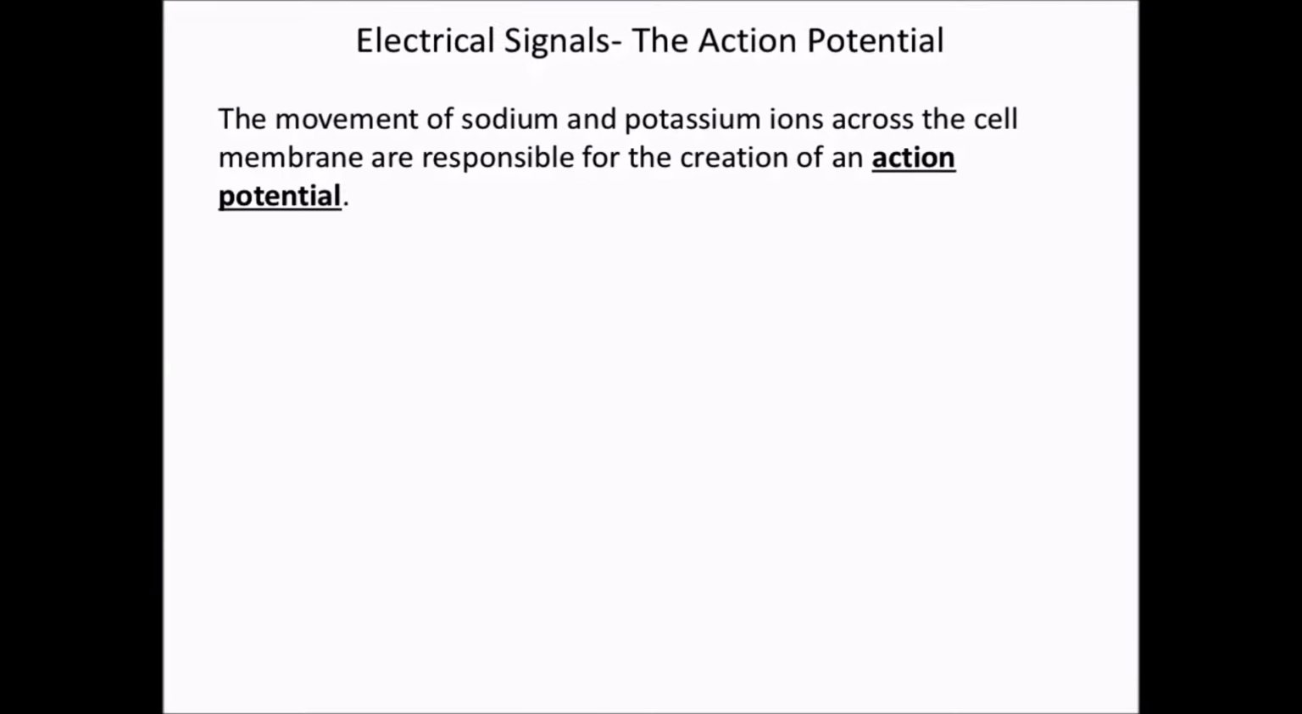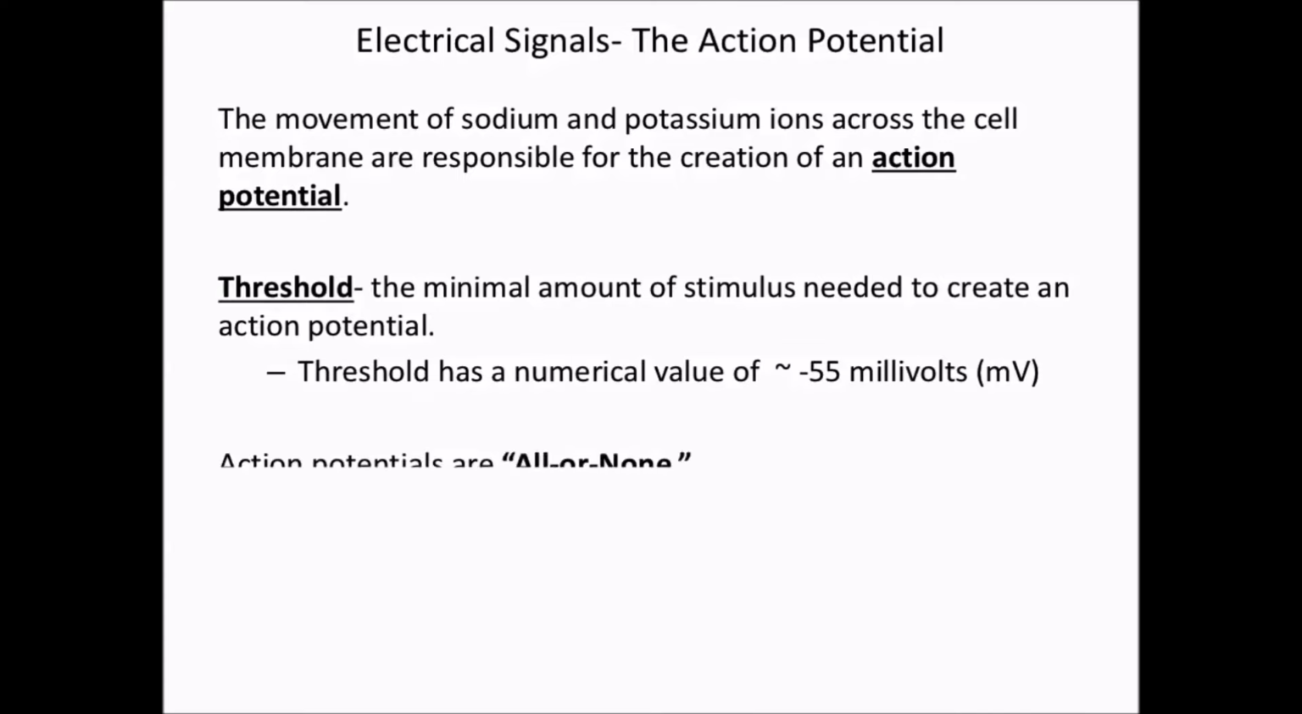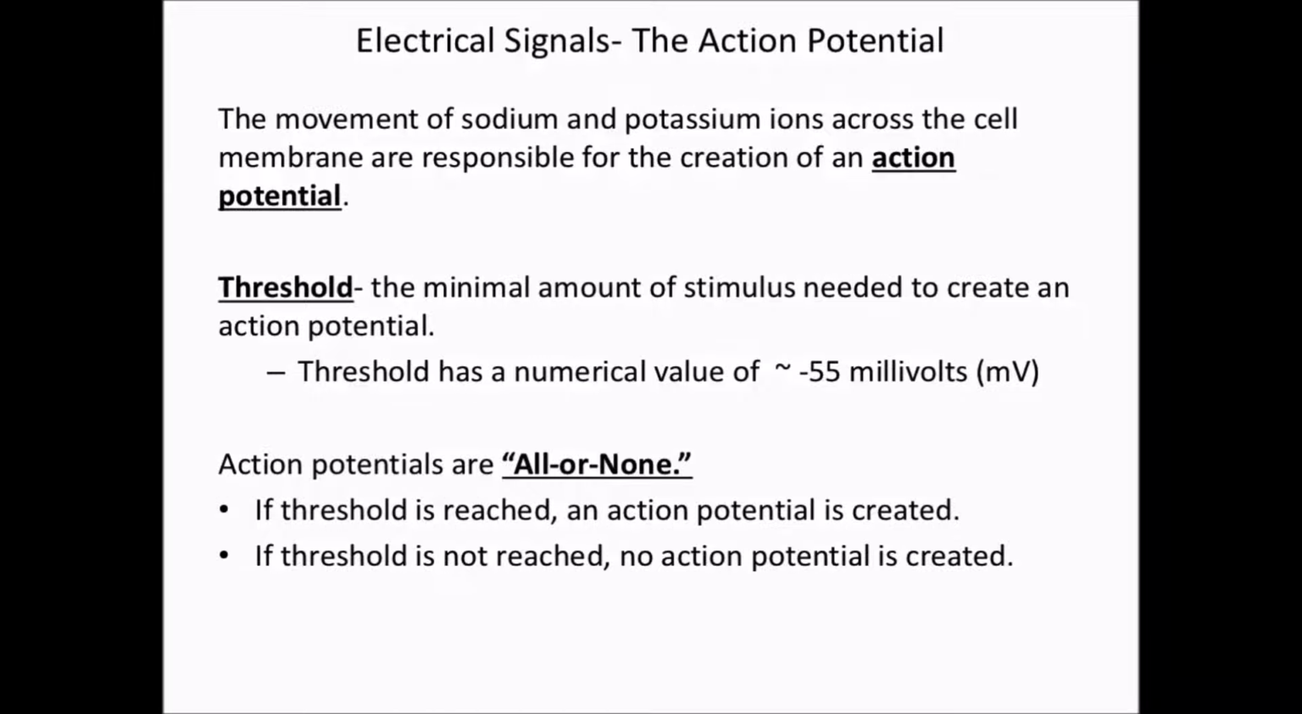The movement of sodium and potassium ions across the cell membrane creates another charge called an action potential. In order to create an action potential, a minimal amount of stimulus called threshold is needed. Threshold has an approximate numerical value of roughly -55 millivolts. An action potential follows the all or none principle. In other words, if threshold is reached, an action potential is created. If threshold is not reached, no action potential is created.